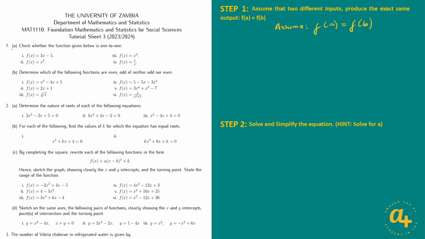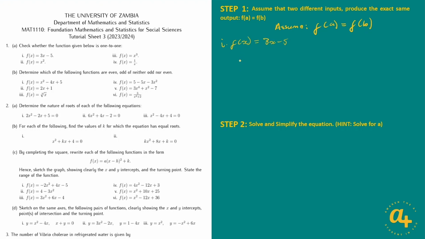So, we are going to be solving question 1a from tutorial sheet 3, 2024 Math 1110. The question here reads, check whether the function given below is one-to-one. We are basically being asked to check whether these four functions over here are one-to-one. So, we're going to begin with Roman numeral 1, which is f of x is equal to 3x minus 5.